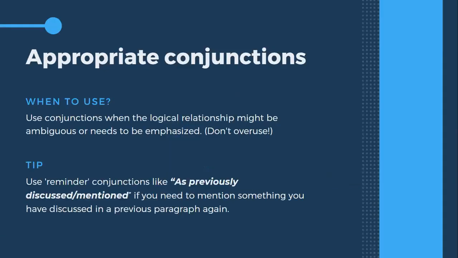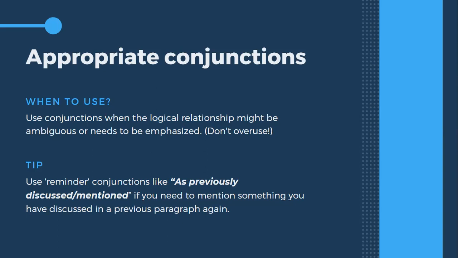Okay, so after we are done with the introduction, what we can do in the body section to make sure we have a more interesting flow is, first, using appropriate conjunctions. It's pretty easy, but a lot of students make the mistake of overusing conjunctions when the logical relationship between the sentences and the paragraphs is pretty self-evident. So we only want to use conjunctions when the logical relationship might be ambiguous or it needs to be emphasized. We don't want to overuse them.